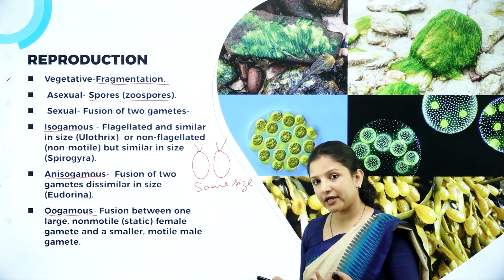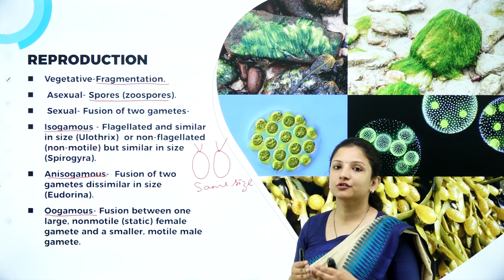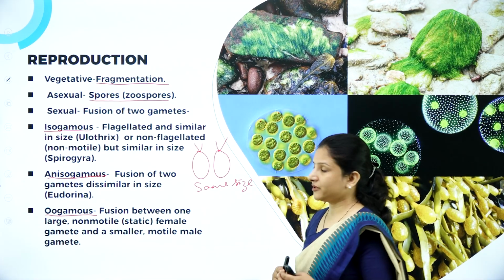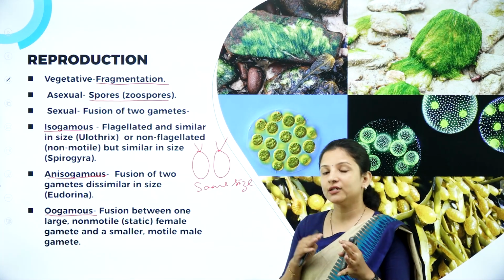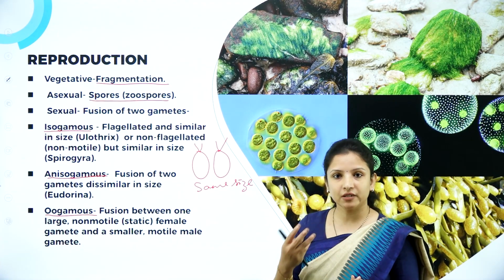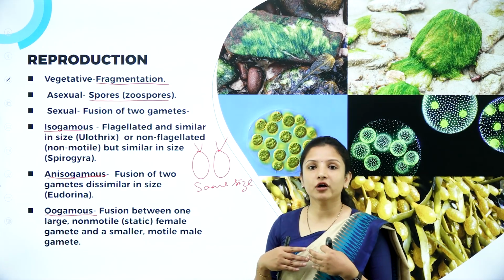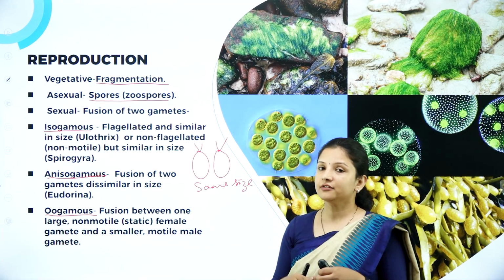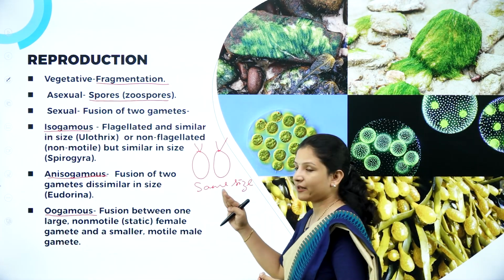If two non-motile gametes of the same size fuse, it is called isogamy. The structure, everything will be the same here. Only thing is there will be a size difference: the female will be larger and the male will be smaller. That is how. So, here there will be neither a structural difference nor a size difference. Both are the same in size.